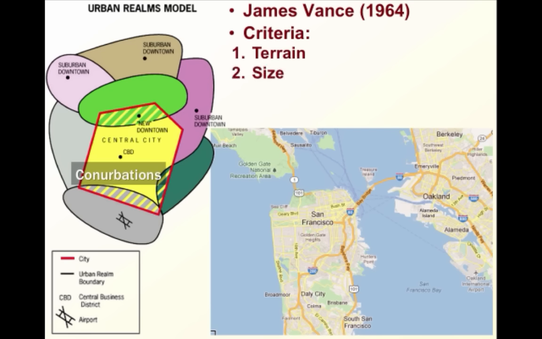Also, look at the size of the metropolis, the central city that would be the core of the entire urban realm. Another one to look at would be the amount of economic activity in each of those realms. Of course, that could change over time and also change the size and shape. And finally, looking at transportation, the internal accessibility, the transportation within each realm and between all realms.